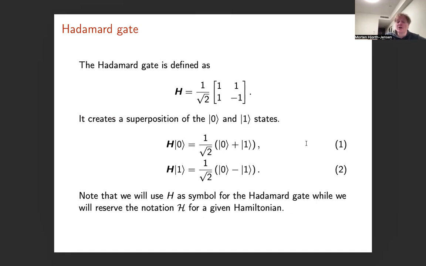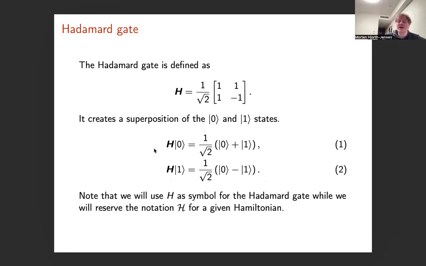Another famous gate, which we are going to use again and again for the 1-qubit case, is the Hadamard gate, which allows us to make a superposition of the states 0 and 1. So when the Hadamard gate acts on qubit 0, it gives us a linear combination of qubit 0 and 1 with a factor of 1 over square root of 2. And if it acts on qubit 1, then it simply has a phase of -1 in front of qubit 1.